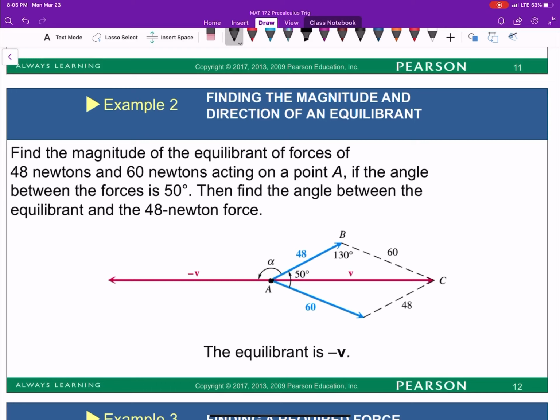Now, if we're looking for the equilibrium, we're looking for what? We found the resultant would be V, which goes in that direction. So we have a negative V resultant going in the other direction. So let's look at this.